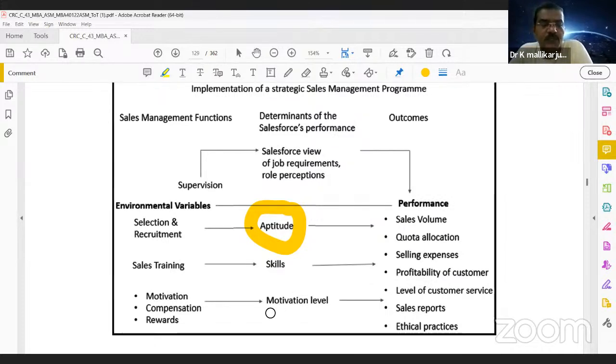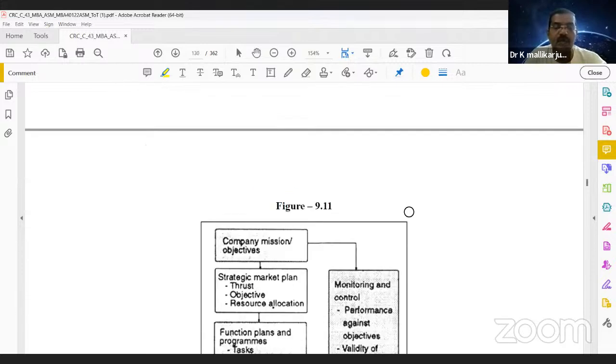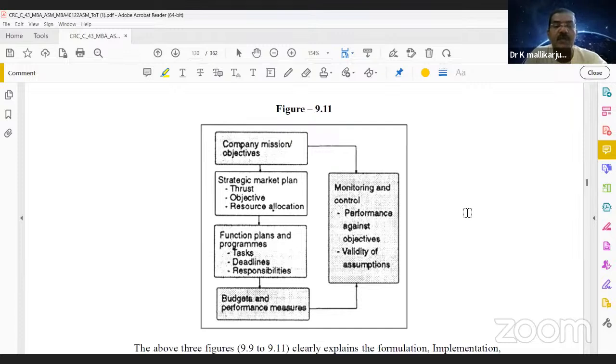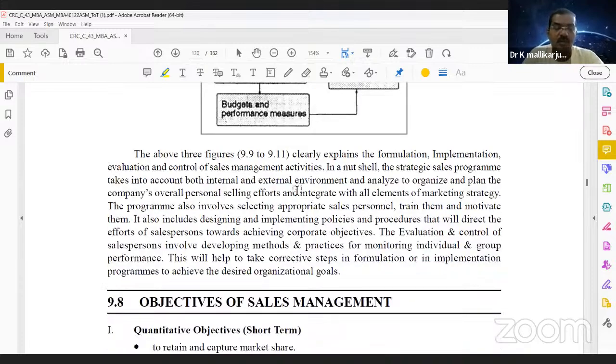Motivation, compensation, rewards. So if I give compensation to the employees, the sales force, they will work hard, they will be motivated, and they will recognize that. Only then will their sales reports increase, and ethical practice also increases. This is another kind of company mission and objectives. The strategic market plan can be trust, objectives, resource allocation. All are there.